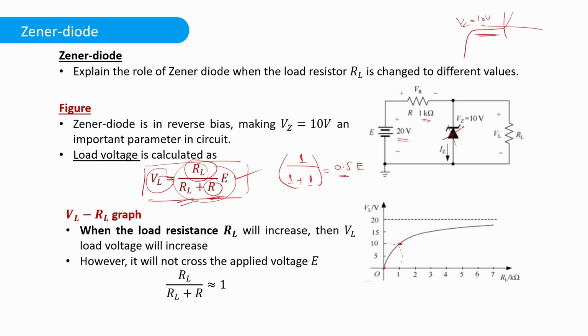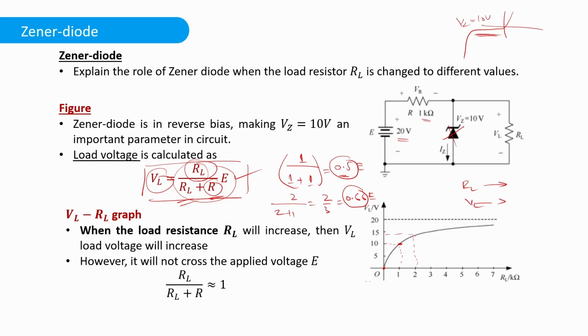So the point is when RL increases to 2, so this will be 2 plus 1. So this becomes 2 by 3, which is equal to 0.66 E. So take notes of this. When RL increases, this value is increasing, right? This will be somewhere over here, right? So when RL increases, VL also increases, but it will reach a threshold value of almost 20. It will not reach exactly 20, but it will reach almost 20.